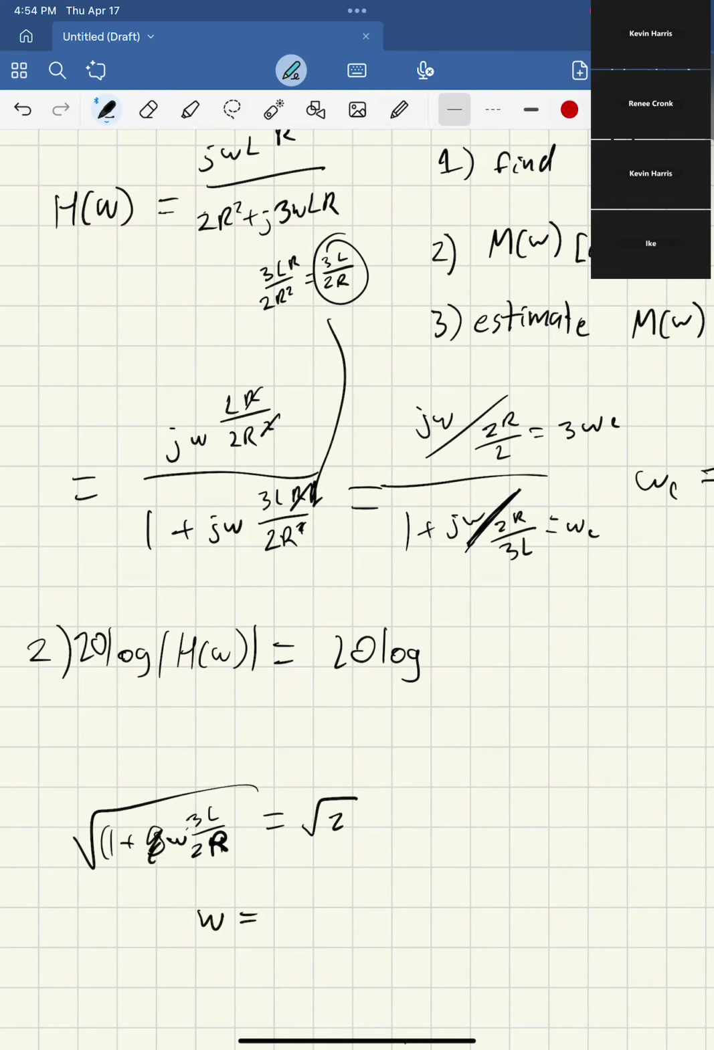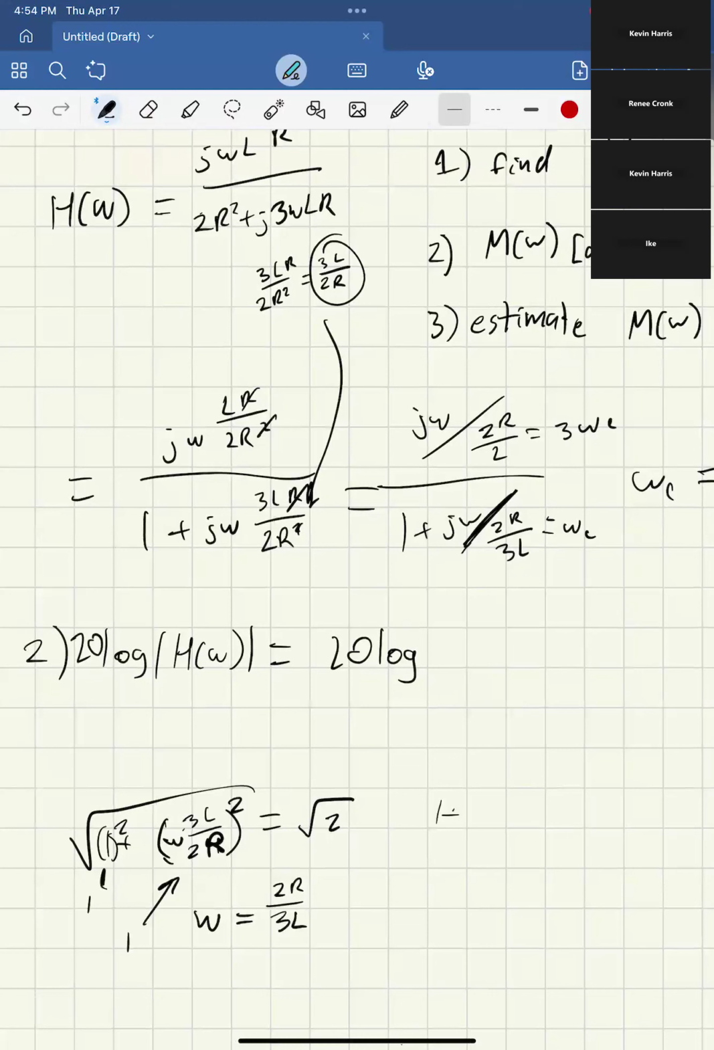And what you find is that omega equals, or this shouldn't be here, I actually wrote this badly. It's like that, right? Because you're finding the magnitude. And then you'll end up getting 2R over 3L, because you want to make this equal 1. Because if this is 1 and this is 1, then 1 plus 1 is 2.